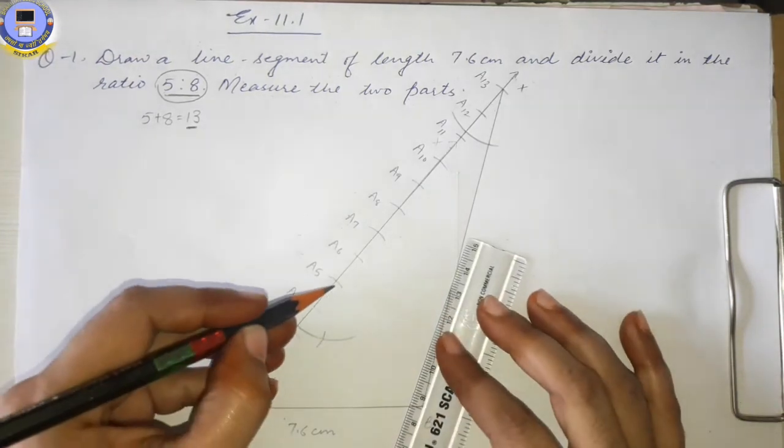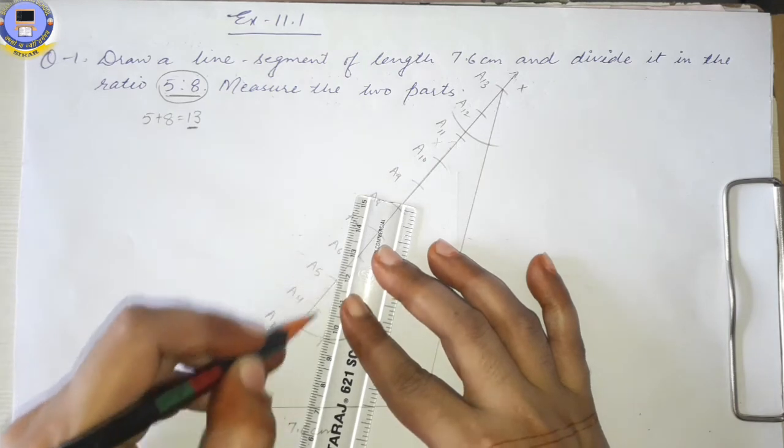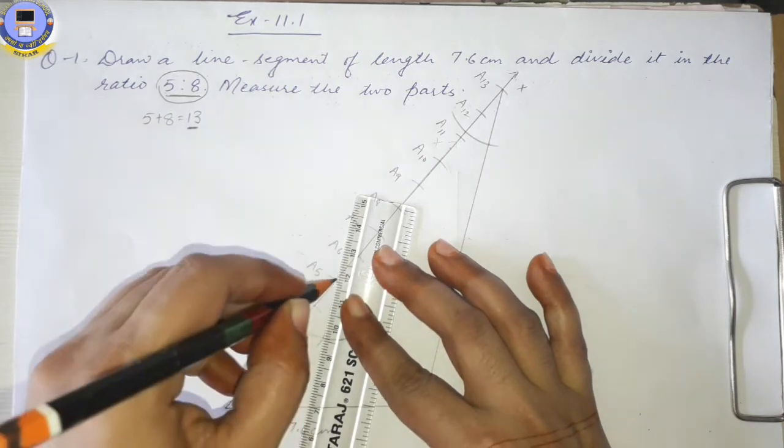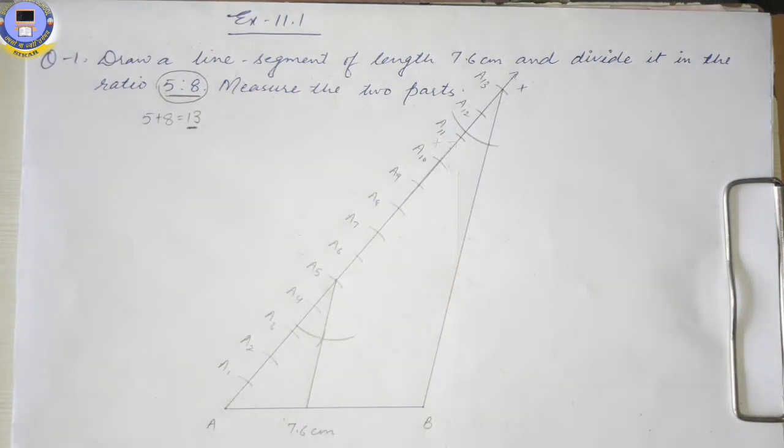Now join A5 with this new arc. We will join A5 with this new arc. So this line will intersect AB at a point. Label this point as C. Now check, 10th class, you can see that A5C and A13B are parallel lines. So in this way we have drawn by the second method.